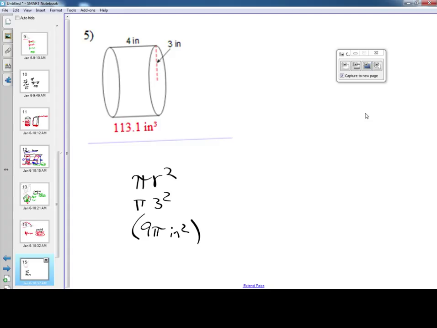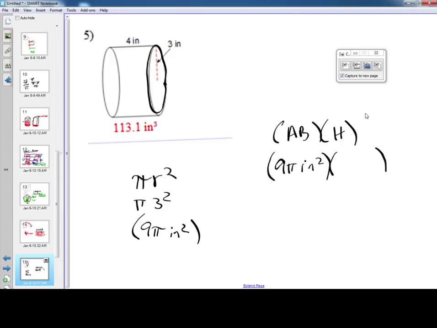Wait, take it easy. Did I go too fast there? Yeah. I'm sorry. Tell me to slow down. Remember, it's area of the base times the height, correct? The base is a circle. Pi r squared, yeah? What's the radius there? 3. So what's 3 squared? Nine. And what's 9 times pi? 9 pi. So the area of the base is 9 pi inches squared. So what's my height? 4 what? Inches. Thank you. 4 inches. So 9 times 4, 36. Pi inches squared times inches. Inches cubed. And there's my volume.